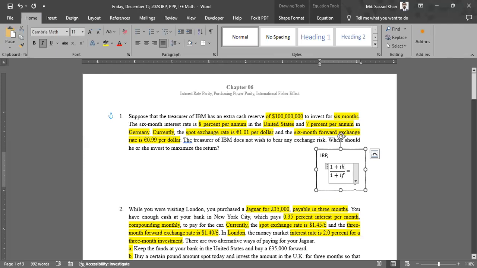And if we multiply with S naught, S naught means zero, the spot rate, you know. It will be in dollar by euro. How to put euro here?